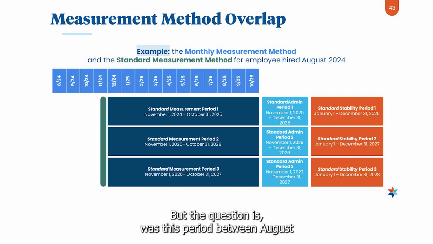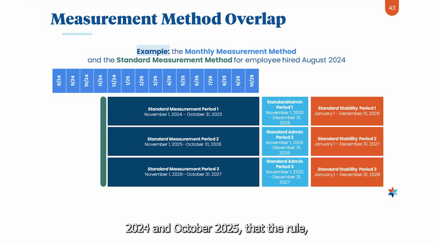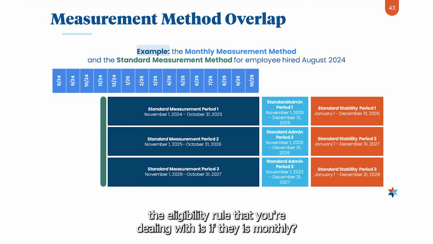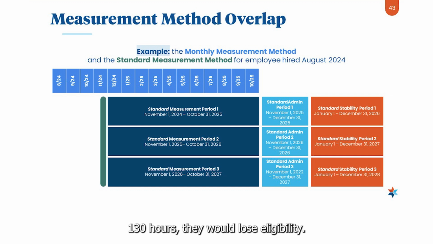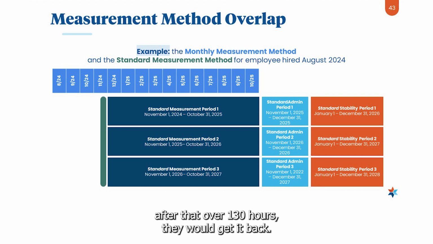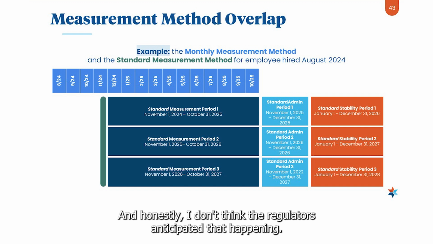But the question is, for this period between August 2024 and October 2025, the eligibility rule that you're dealing with is monthly. So if they don't work at least 130 hours for 3 months in a row, they would lose eligibility. And if they work over 130 hours for 3 months after that, they would get it back. Is that your question? And honestly, I don't think the regulators anticipated that happening.